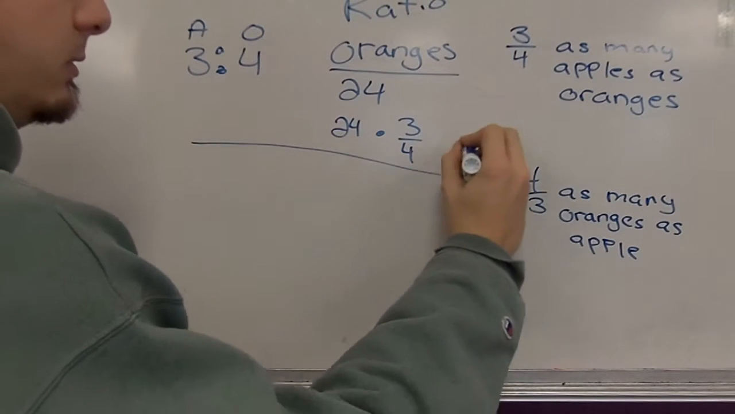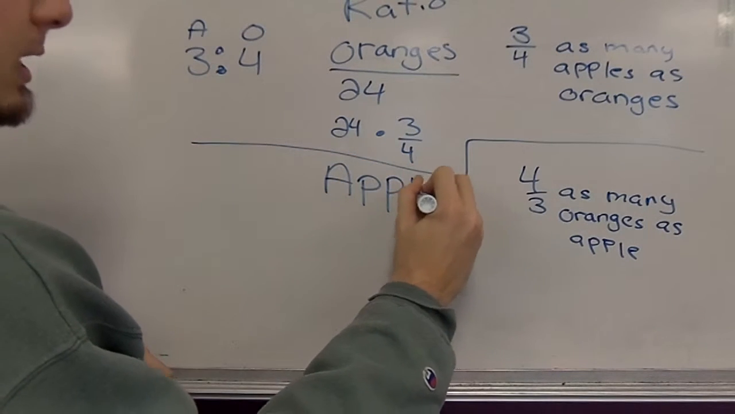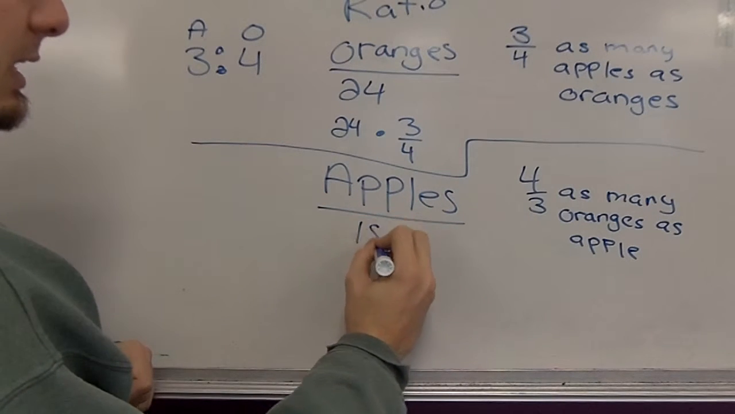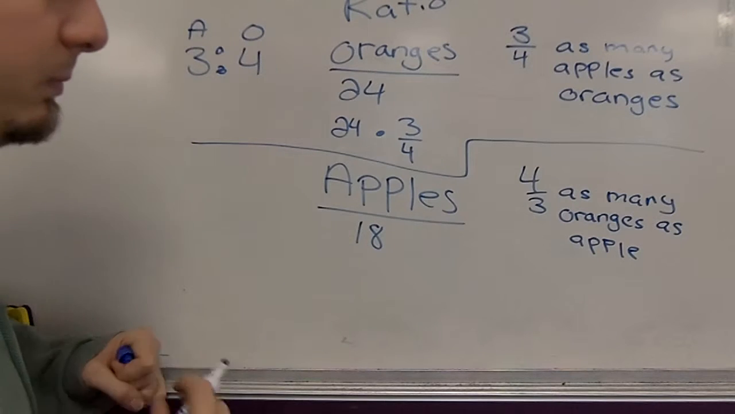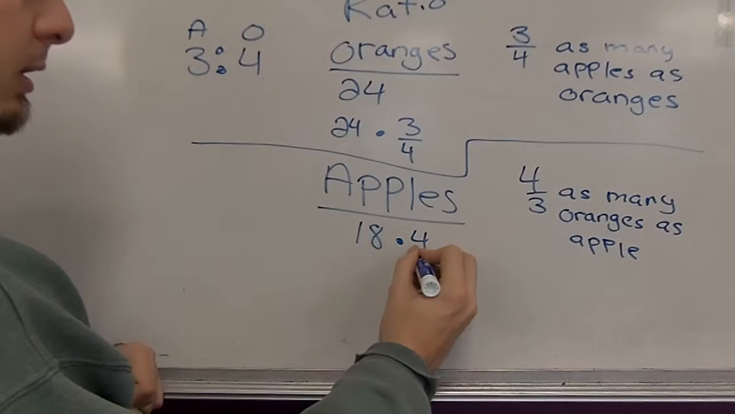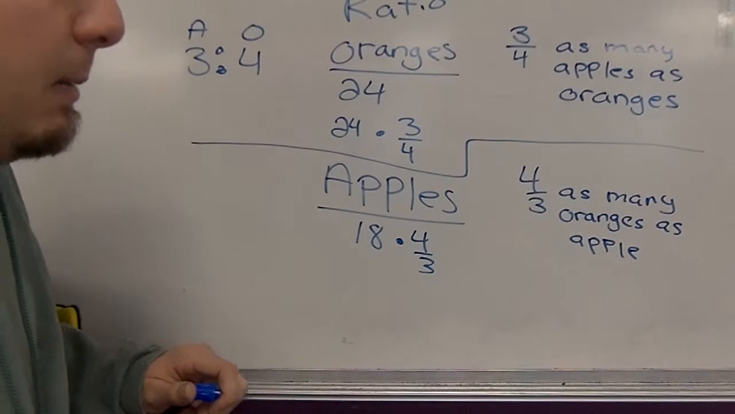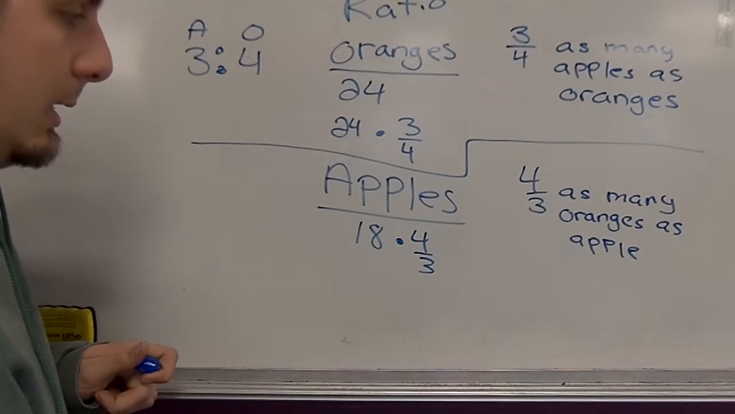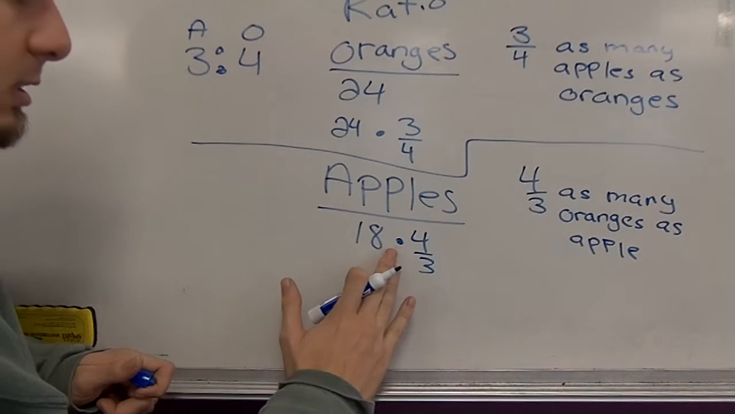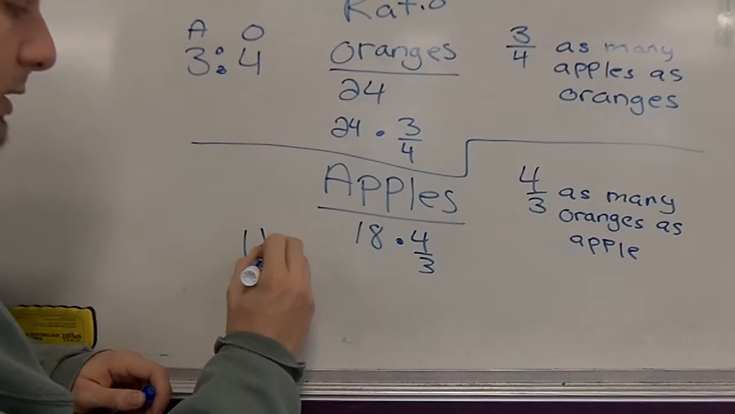Now let's say somebody told me how many apples I have, or somebody told you how many apples I have. Okay, let's say they told you that I had 18 apples. Then you would take the number of apples I have and multiply it by 4/3, because I have 4/3 as many oranges as I do apples. Okay, and so what this is going to do is, this is going to take my number of apples, and it's going to tell you what 4/3 of 18 is. Or it's going to tell you what 1 1/3 of 18 is.